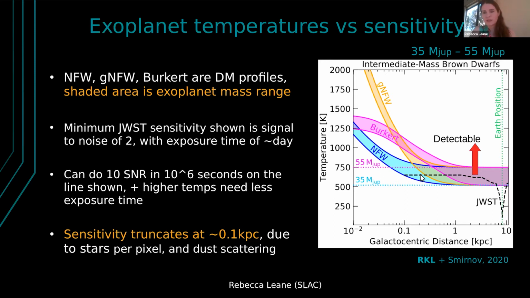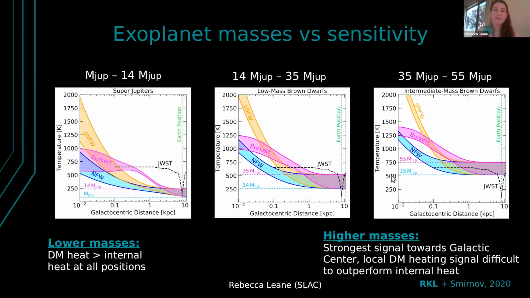So you also see this dashed line is truncated at 0.1 kiloparsec, so we're not continuing on. That's this issue of stars per pixel and dust scattering that I mentioned earlier. In principle, you probably could extend this to about 30 parsecs at most. But once you start getting further into this region here, you have to start thinking about the black hole and everything else that's just going wrong in the center of the galaxy. So realistically, maybe a little bit further, but not too much further than the line that we've shown. So we can see this signal, and it looks like the dark matter heating can outperform just the internal temperature.